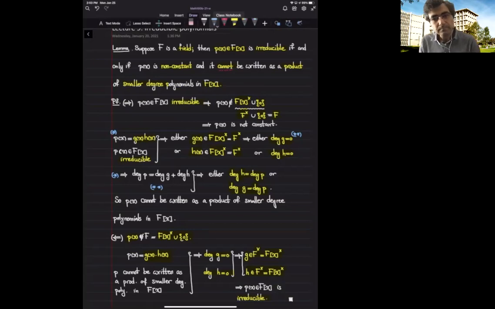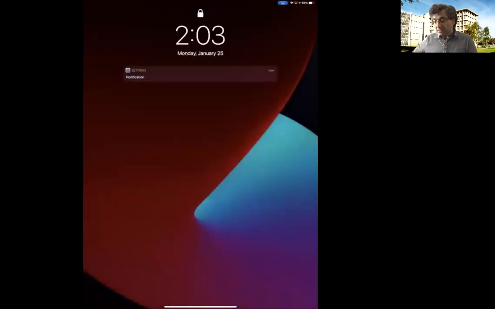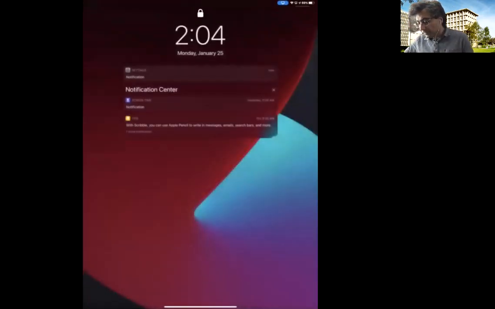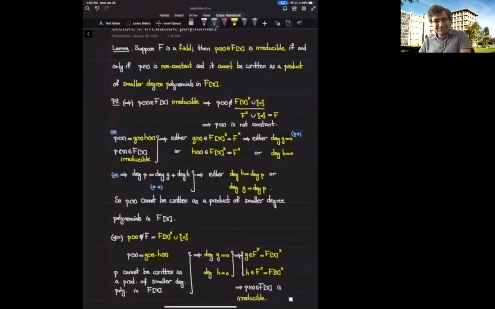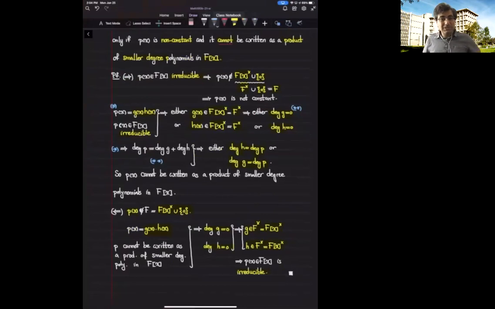Next, I want to show that it cannot be written as a product of smaller degree polynomials. So suppose that we've written it as a product. So let's say P is G times H. Then because it's irreducible, either G or H should be a unit. But the set of units are exactly the set of non-zero constant polynomials. So that means either G or H has degree zero.